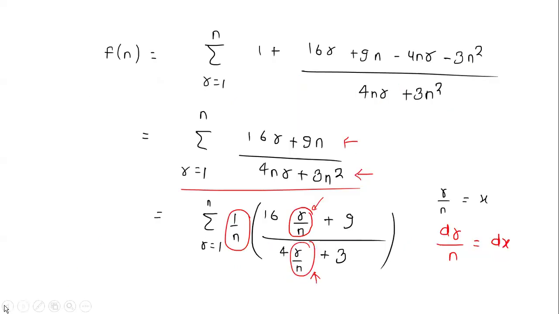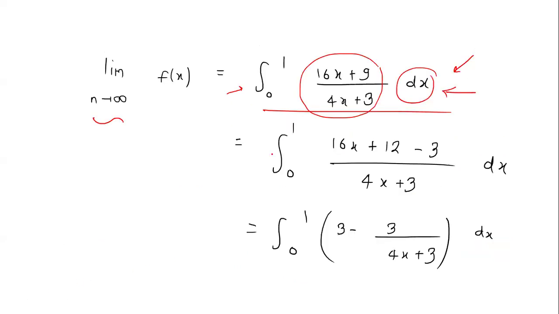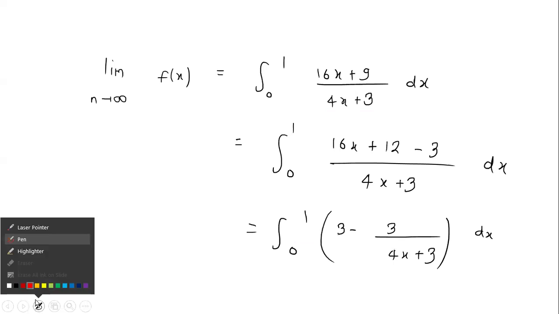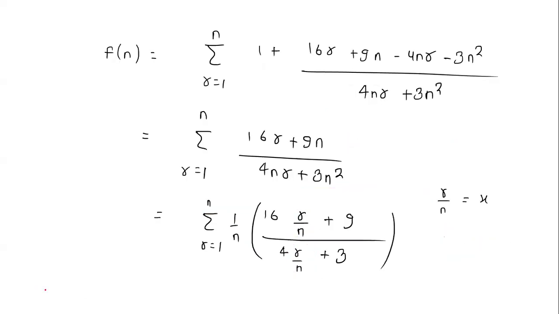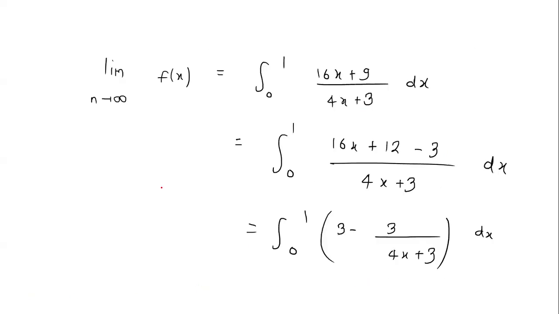Like if you put here r is equal to n, then it will come like n by n which approaches 1. So in this way this integral will form. So the summation previously, which is this summation, is the same as this integral. Now you can easily solve this integral.